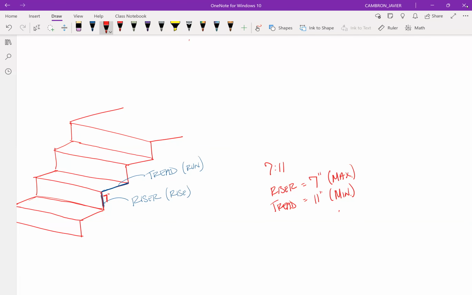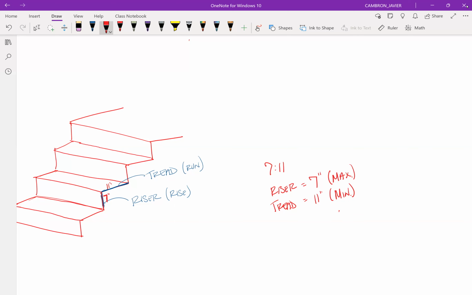I know that begins to get a little confusing, 7 inches max, 11 inches minimum. Just think this through. You don't want a step that is really tall, right? That becomes really difficult to walk up. So the riser, the height, is 7 inches max. The tread, on the other hand, is where you put your foot. So you don't want that to be any smaller than 11 inches because then your foot's not going to fit on it.